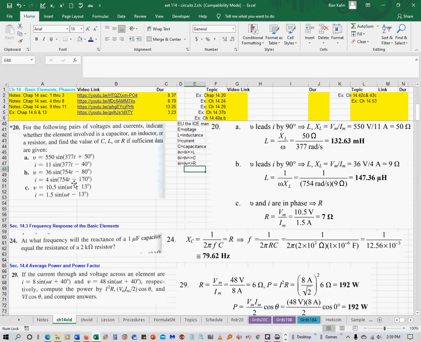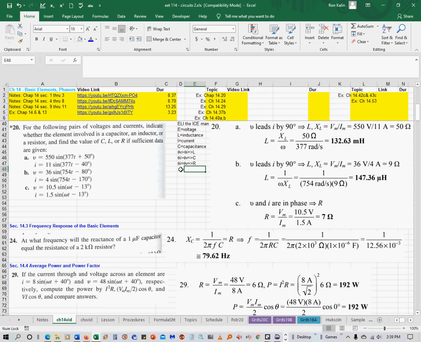Chapter 14, problem number 20. For the following pairs of voltages and currents, indicate whether the element involved is a capacitor, inductor, or resistor, and find the value of C, L, or R if sufficient data is given. So you're given these equations here. What does it all mean?